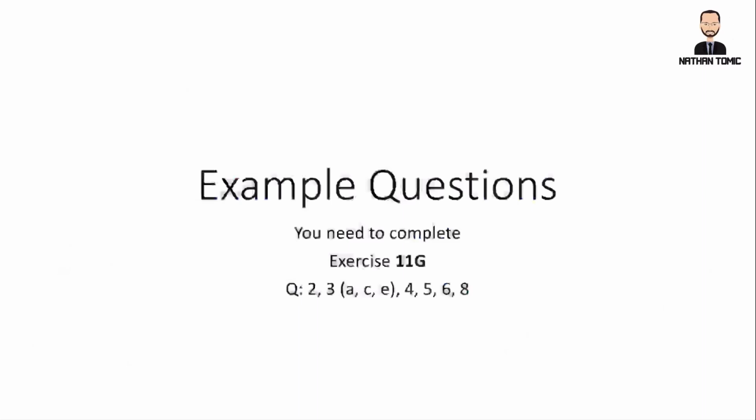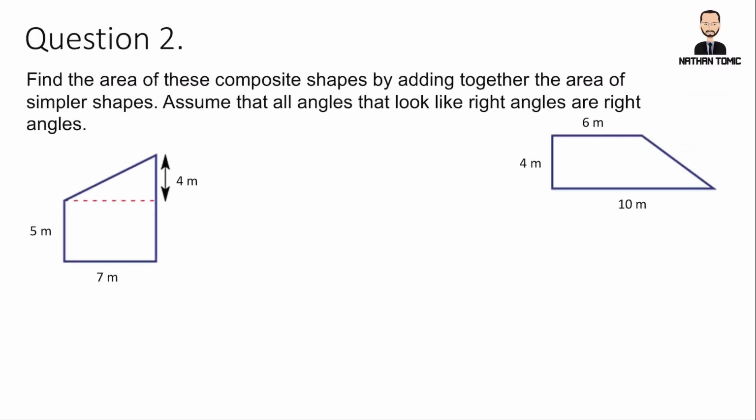Let's now have a look at the questions. Question 2 says to find the area of these composite shapes by adding together the area of the simpler shapes. Assume that all angles that look like right angles are in fact right angles. So this question has specifically told us to do an additive process, so we have to make sure that is what we do. Again, you may be able to see that you could do it with a subtractive process, and you definitely could, but the question has specifically said by adding together, so we've got to make sure that we follow the question.